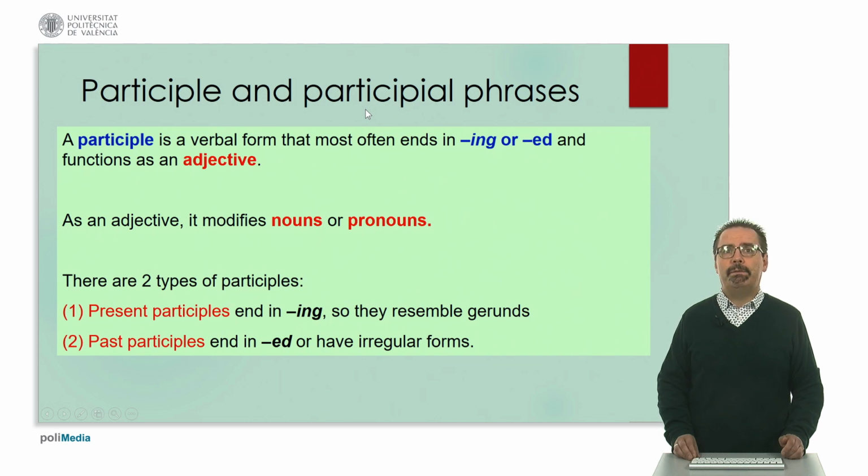A participle is a verbal form again, but in this case it most often needs an ending in -ing or -ed and functions as an adjective. Since it acts as an adjective, it modifies nouns or pronouns. And there are two types of participles: present participles ending in -ing, so they resemble gerunds, and past participles. They end in -ed or irregular forms.